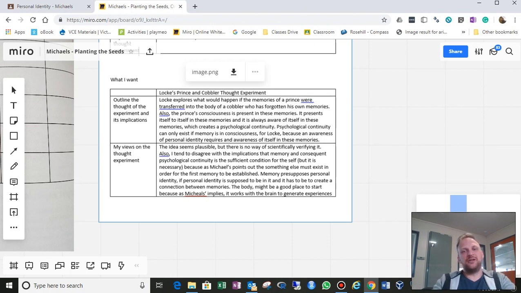But now when I'm writing an exam response, I've already thought of these ideas, so I'm much quicker and much more efficient with writing those responses, and the same goes for a SAC. Okay.